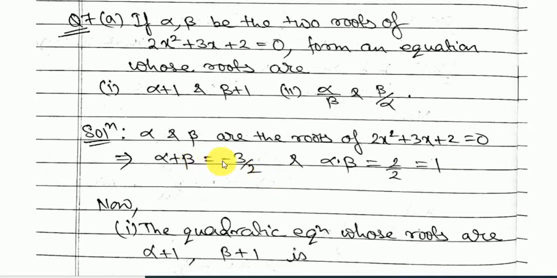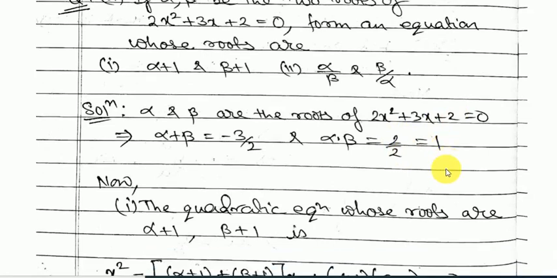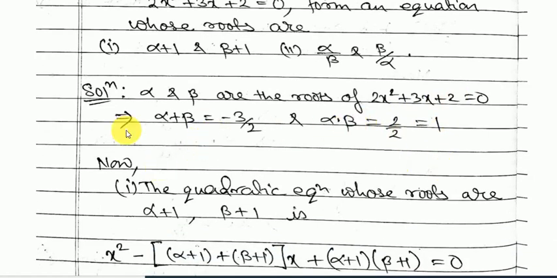Alpha plus beta means minus b upon a. So here b is what? Plus 3. a is what? 2. So minus 3 upon 2. Alpha into beta is c upon a, that means 2 upon 2, that's 1. So I got this: alpha plus beta and alpha into beta. We will be using these in order to get the equation.